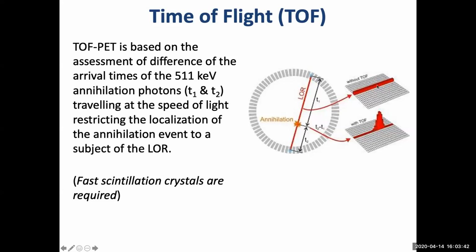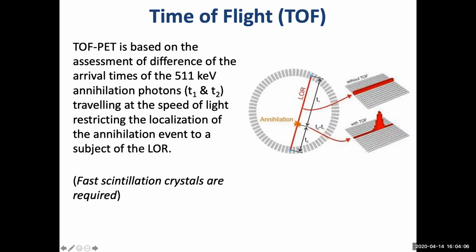So this is the conventional one, as we said, without time of flight. With time of flight, because this arrived faster, we can estimate that the location of annihilation is closer to this side. And by knowing the speed of light and the time, we can estimate more accurately the location of the coincidence event.